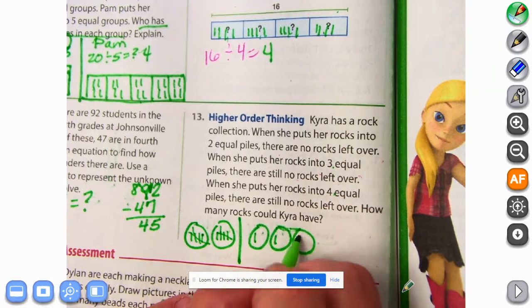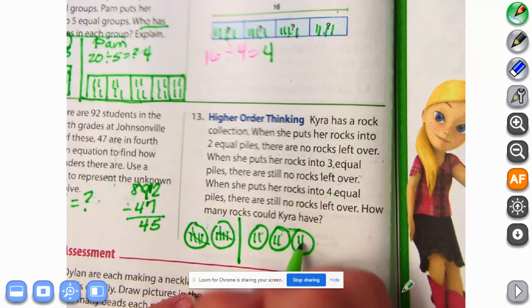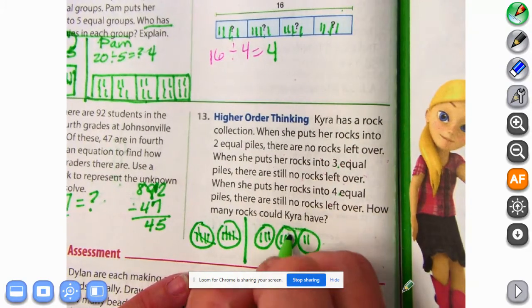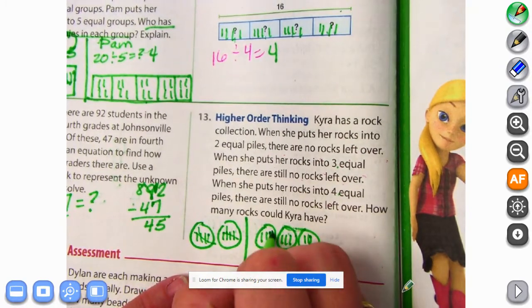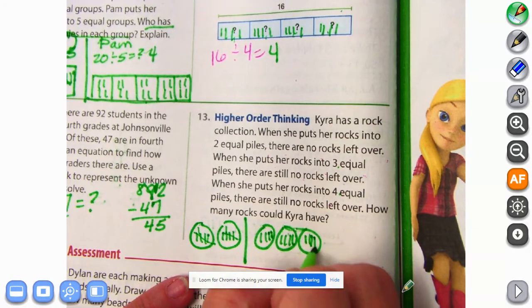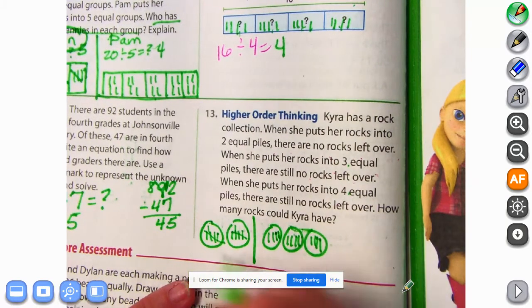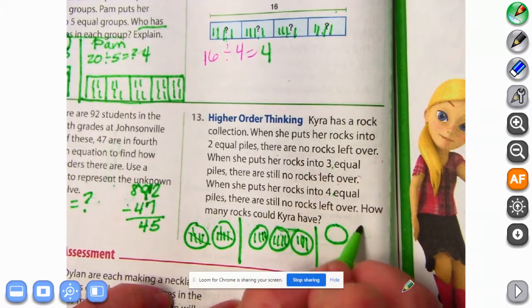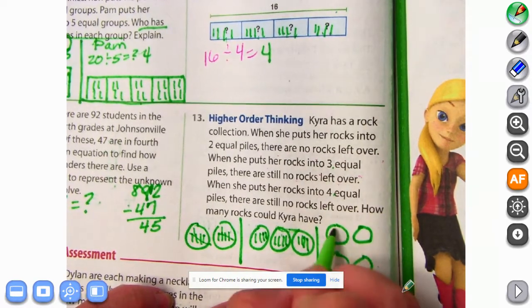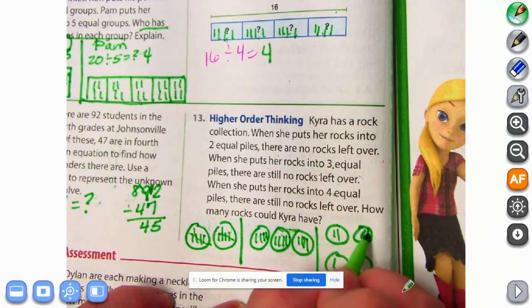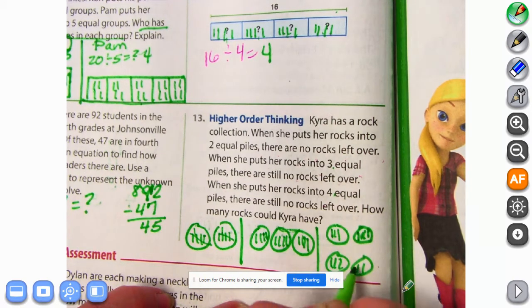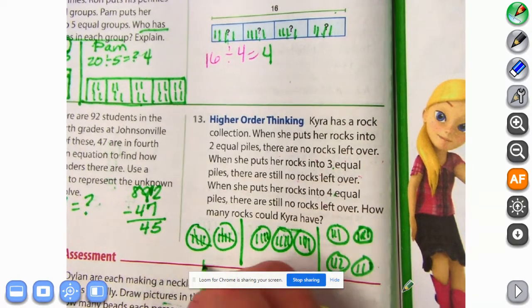1, 2, 3, 4, 5, 6. Okay, so if you had 6, you'd have 3 piles. 7, 8, 9, 10, 11, 12. So I have 12 and 12 here, so I could stop that one. And if I do 4 piles, it's 1, 2, 3, 4, 5, 6, 7, 8, 9, 10, 11, 12. Oh, so there's 12. So I can do 12.